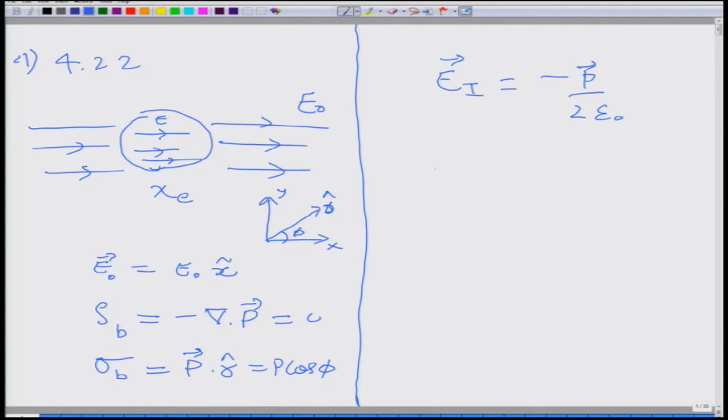Okay, so this leads to an induced electric field EI, which is given by minus P by 2 epsilon naught, and so the total electric field inside the cylinder will be E naught plus EI. So if you do this, then use the right formula for polarization P, then you will find the total electric field inside the dielectric cylinder. One can also do this in an iterative way.